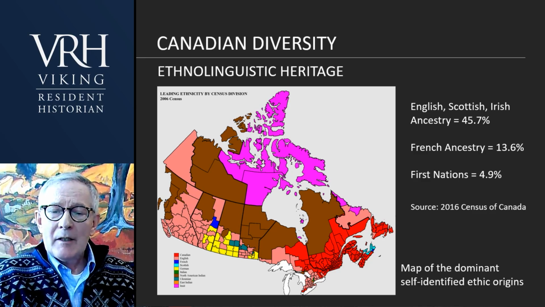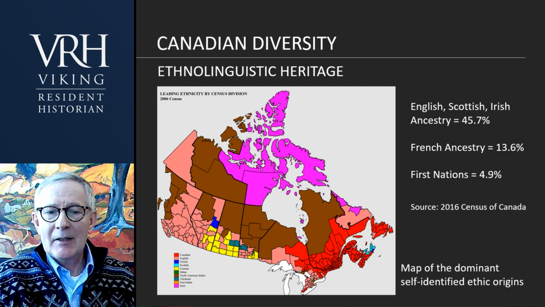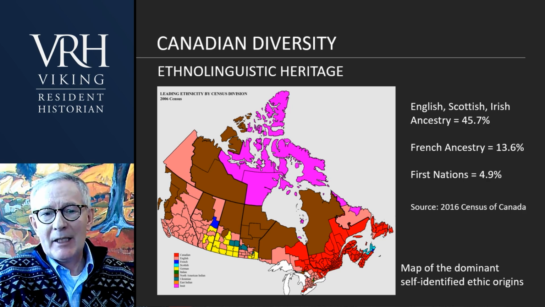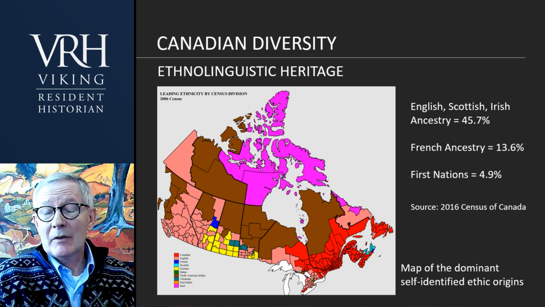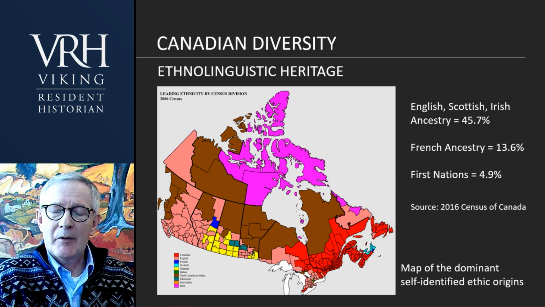Okay, we're coming soon to the end of the talk today. I just want to touch on the Canadian diversity and see how different Canada is when it comes to its heritage. Most Canadians claim an English, Scottish, or Irish heritage. French heritage is also claimed by about 14% of the people, and the First Nations are a bit less than 5%, between 4 and 5% of the peoples in Canada are claimed to be of First Nations origin.